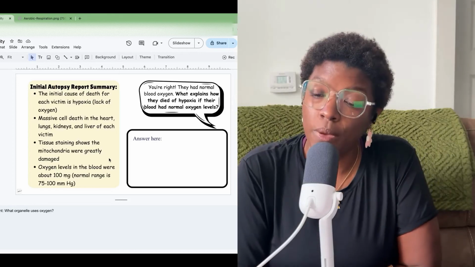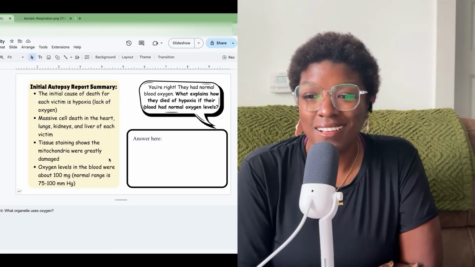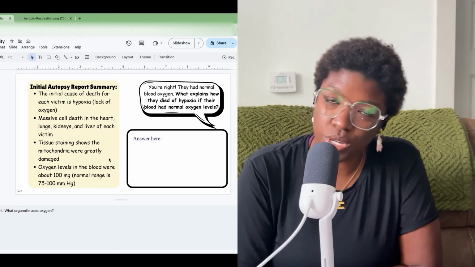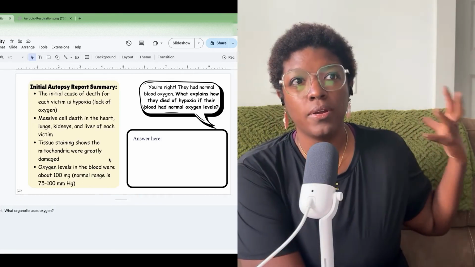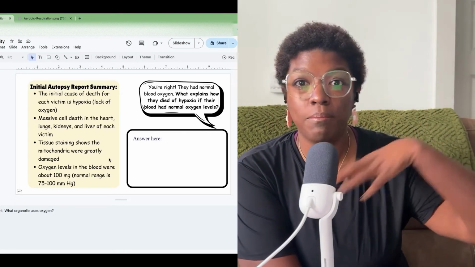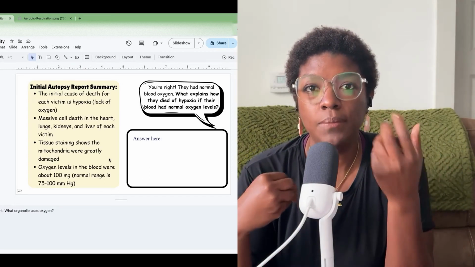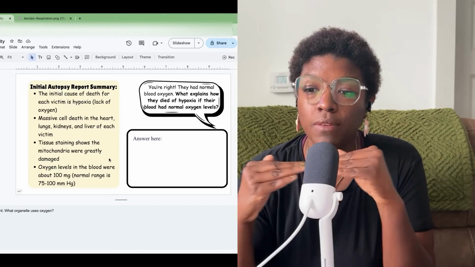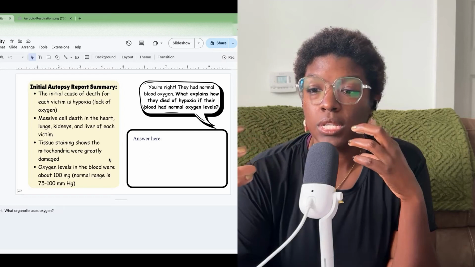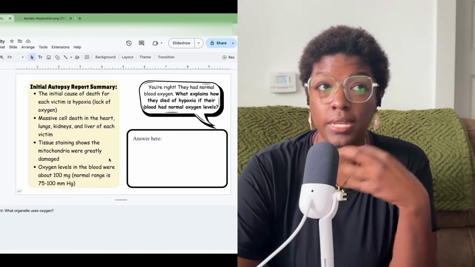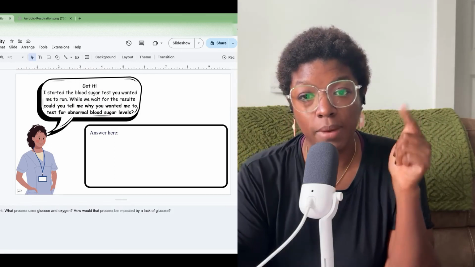So yes, when we breathe in, it is to live, but specifically, the way that oxygen helps us live is because the mitochondria uses it to make ATP, energy that our bodies can use to do all the things. And so those damaged mitochondria would explain how their oxygen levels were normal, but they died from lack of oxygen. Essentially, they have the oxygen in their blood, the oxygen is being delivered to the cells, but the cells aren't able to utilize it because the mitochondria is damaged.